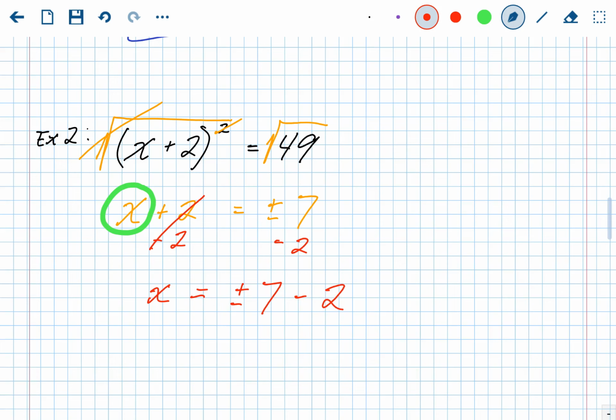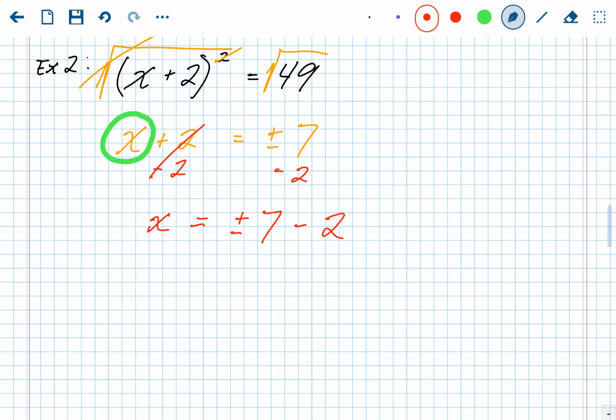But what does that really mean? Well, you have to split that up. We have two answers here. We have positive 7 minus 2 and we have negative 7 minus 2. So you're going to have to do one for each. So your first answer will be x equals positive 7 minus 2. Your second answer is going to be x equals negative 7 minus 2. Because again, this plus or minus is just shorthand, so we don't have to write it twice. But ultimately, you do have to write it twice.